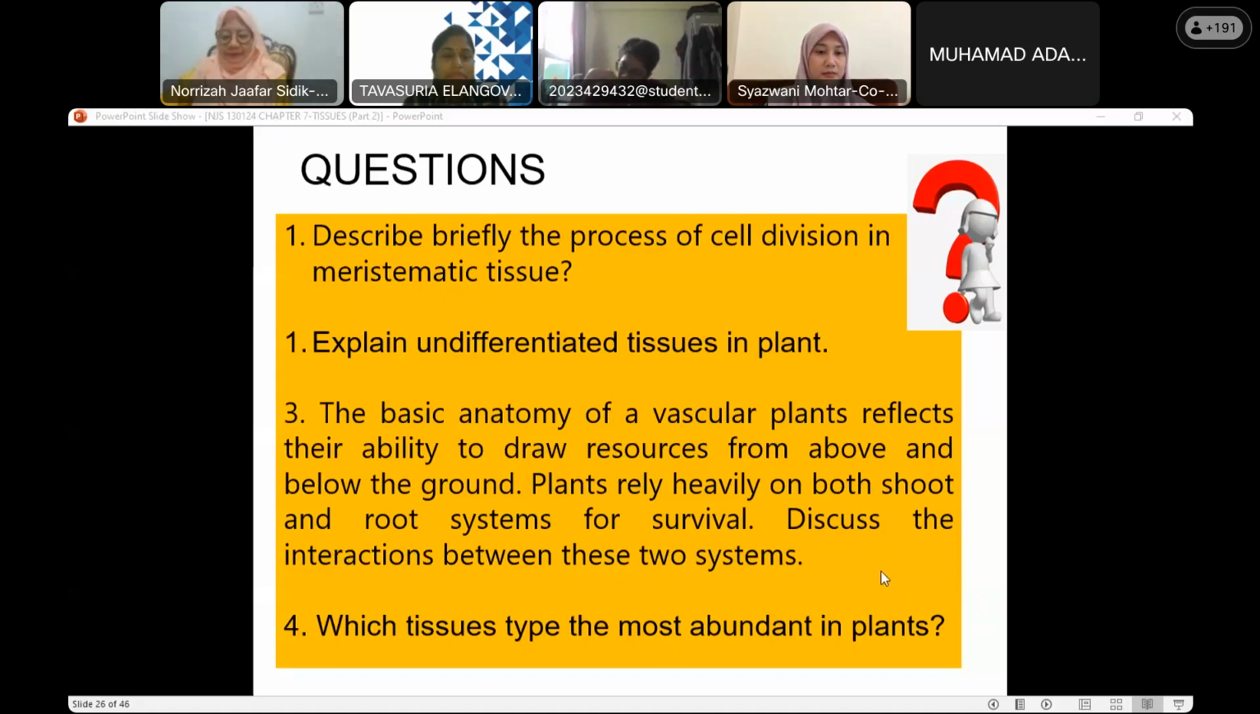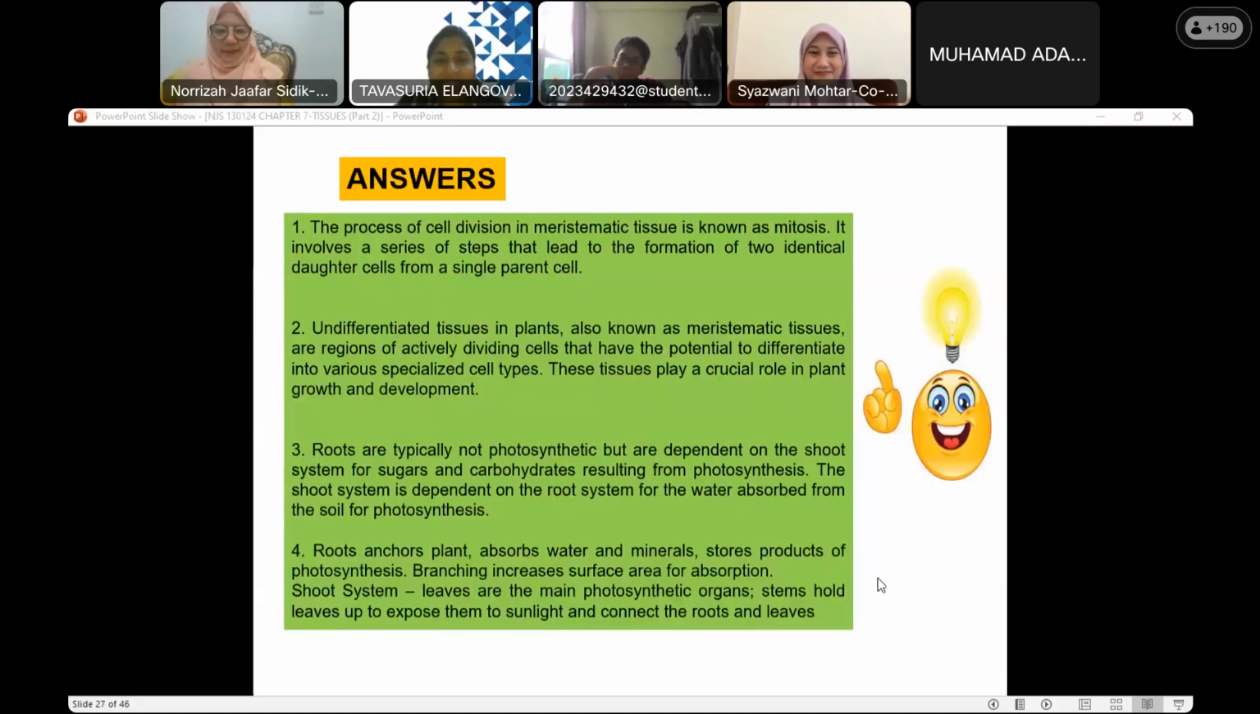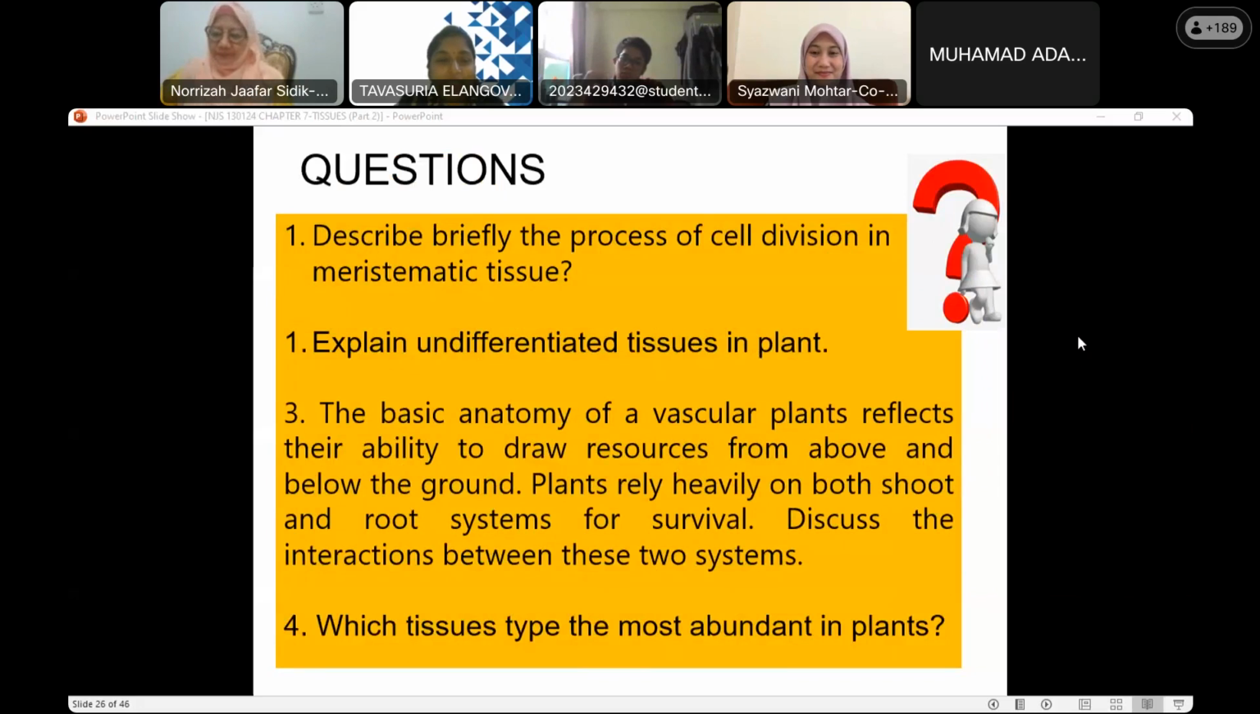Anyone want to answer? What is the role of this shoot system and root system? Students? It is a long question, but actually it is easy. There are two systems, the shoot system and the root system. Discuss the interaction between these two systems. That is the question.